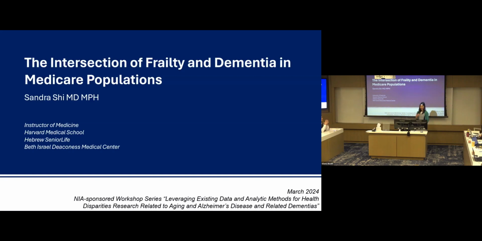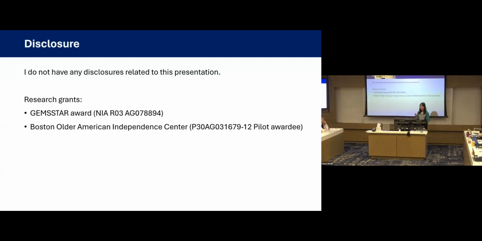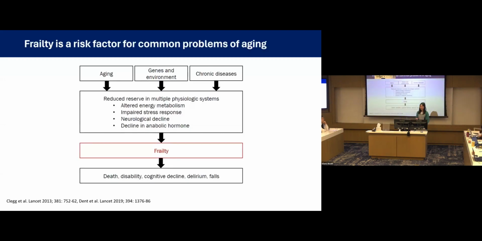So my role, I wear kind of two hats. The first is I'm a geriatrician. So I actually clinically take care of older adults in a nursing home, including many who have dementia on my memory unit. And then in my second hat, my research hat, I leverage large cohort surveys and Medicare data to try to understand what's happening with healthcare and utilization on a sort of 50,000 foot level. And so I don't have any disclosures related to this presentation. I am funded by a GEMSTAR and an OEIC pilot.